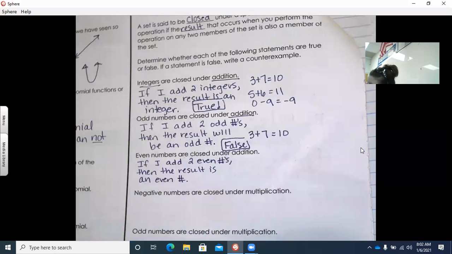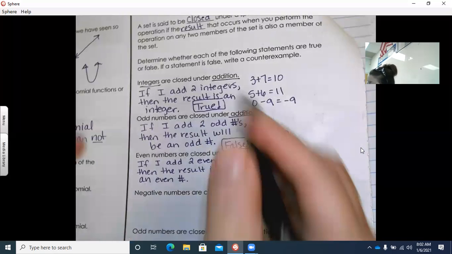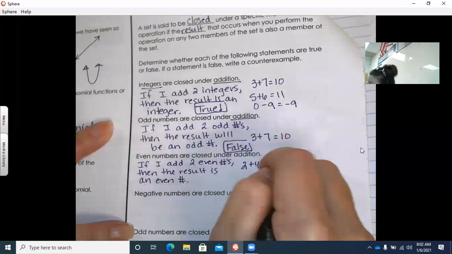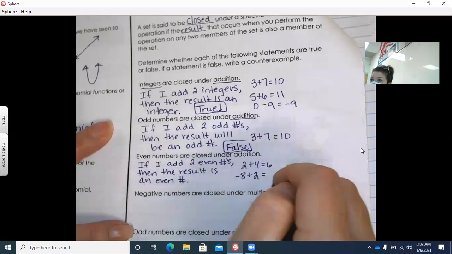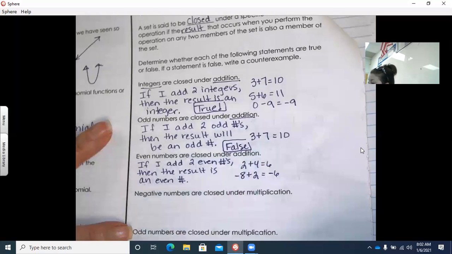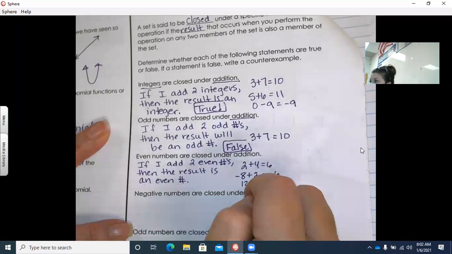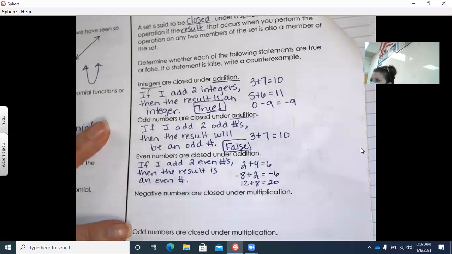2 is even plus 4 is even equals 6 is even. How about -8 plus 2 is -6, even, right? It's divisible by 2, it's even. 12 plus 8 is 20. Just coming up with random even numbers and adding them together. Can you think of any even number that if you add an even number, the result won't be even? No, it's always going to be the case. So since we cannot come up with any counterexamples, that one would be true.